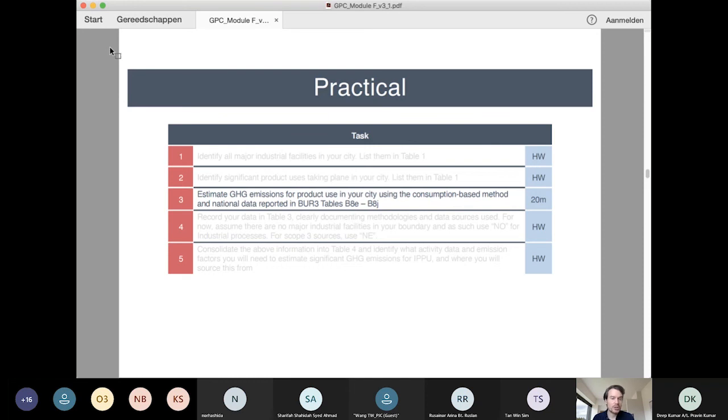Is it in gigagrams of CO2 equivalent? Is it in gigagrams of the original gas? Do I need to convert it using a global warming potential factor? Do I need to convert the units? So always look at the units very closely.